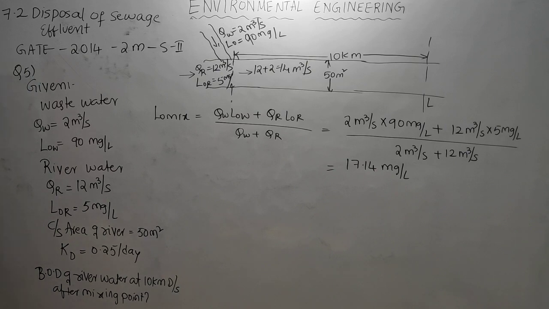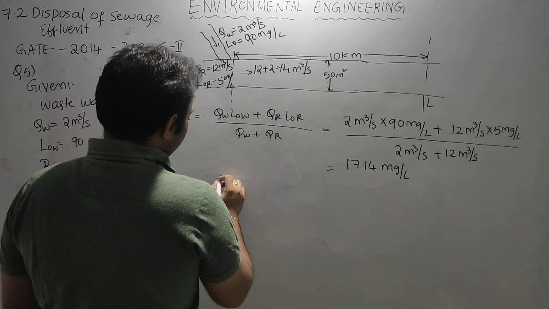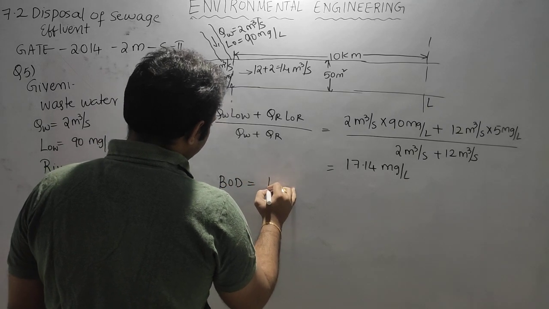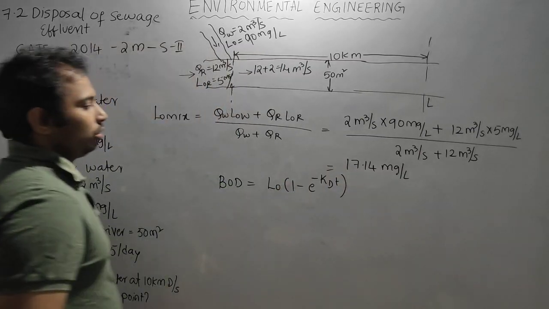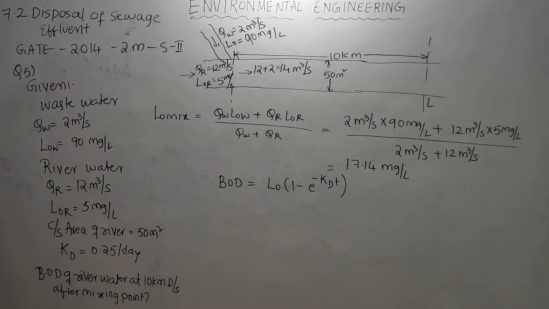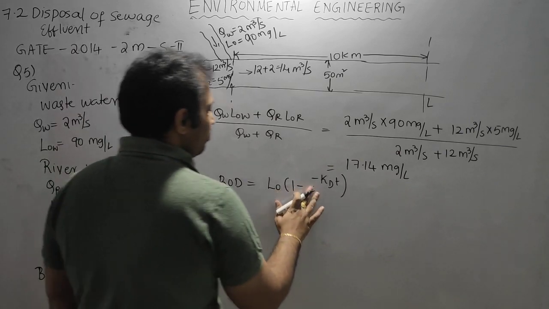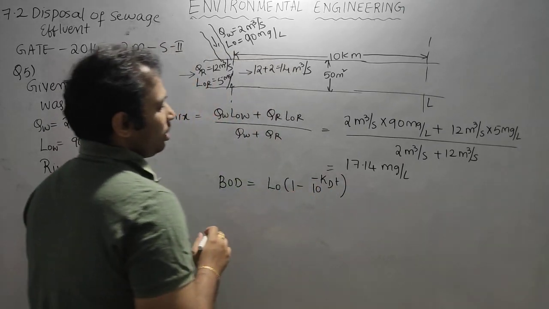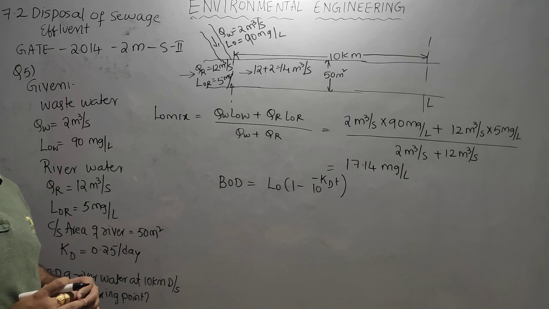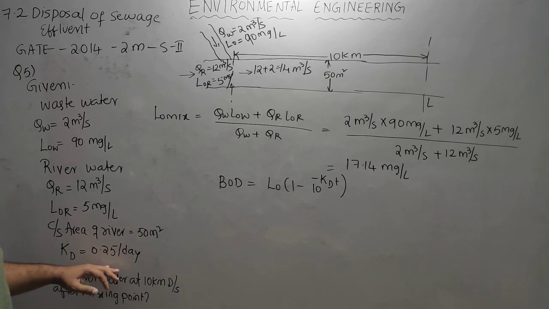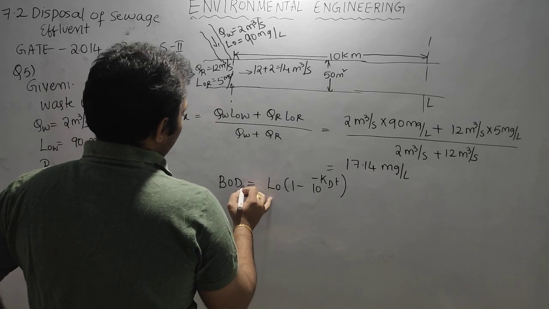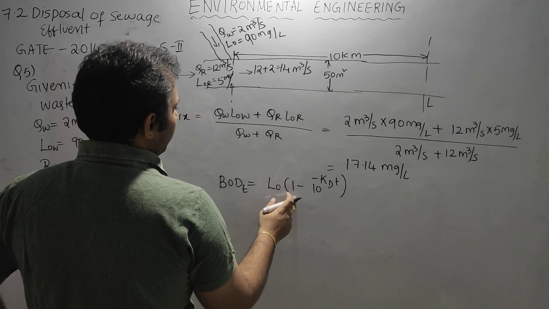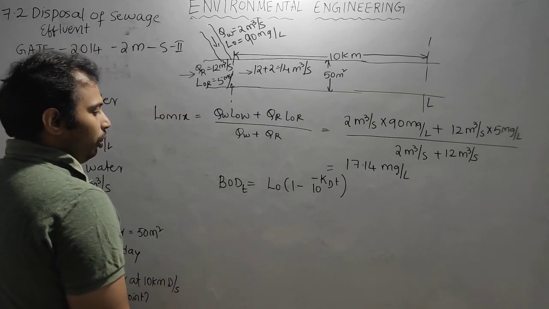So BOD is asking, BOD means what? BOD is equal to L0 into 1 minus e to the power of minus kd into T. Here it is the deoxygenation constant, so we need to take it to the base 10. If it were a rate constant, then we would take base e. So BOD at any point of time T is equal to L0 into 1 minus 10 to the power of minus kd into T.